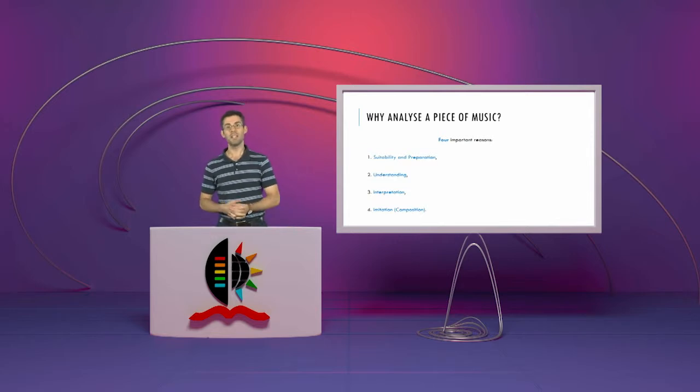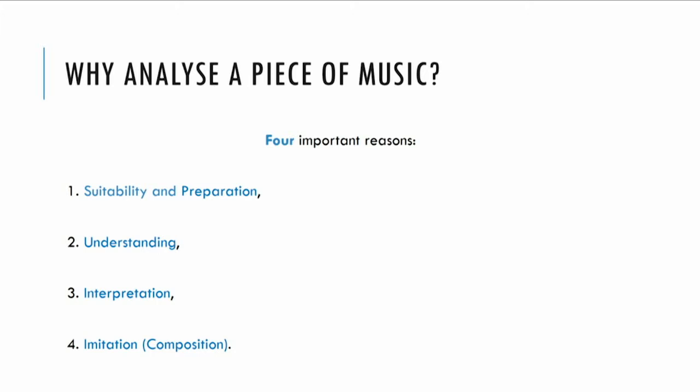So why would we analyze a piece of music? And here are four important reasons for you to remember. If you are looking at a piece of music, you might be wondering if it is suitable and if you can prepare it for the group that you are working with. Obviously, if you choose a piece of music that cannot be sung by your choir, there's no need to use it. So the first port of call when you are analyzing a piece of music is to see if the people that you intend this for, who are going to perform it, can they do it? Are they capable of singing high notes or low notes that are required by the composer?